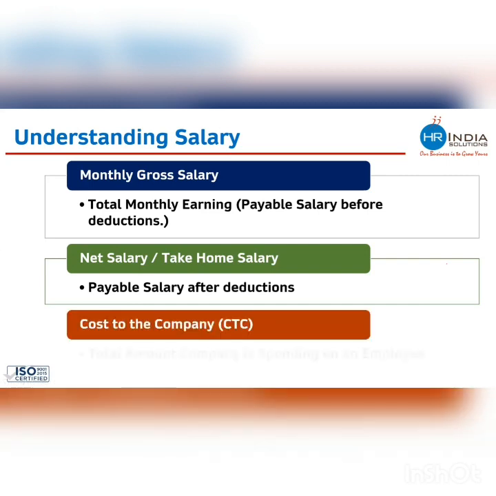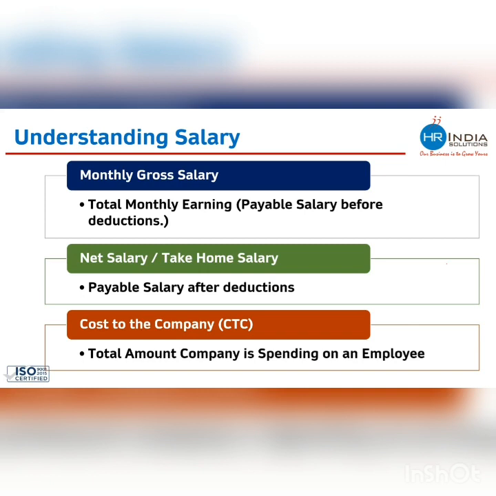And CTC, what is the CTC? This is the total expenditure done on any employee, right? Total amount the company is spending on an employee. What does it include? It includes the total gross earning of the employee, plus the employer's contribution, like the PF, ESI, or any other thing. Employer also contributes on behalf of that employee. So the combination of the total gross salary of the employee and the employer's contribution or the employer's benefit, we get the CTC, cost to the company.